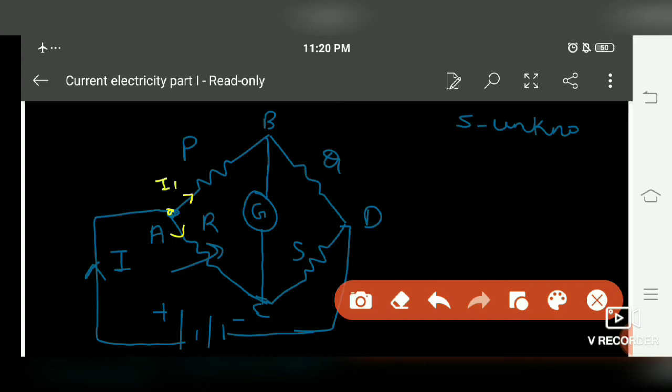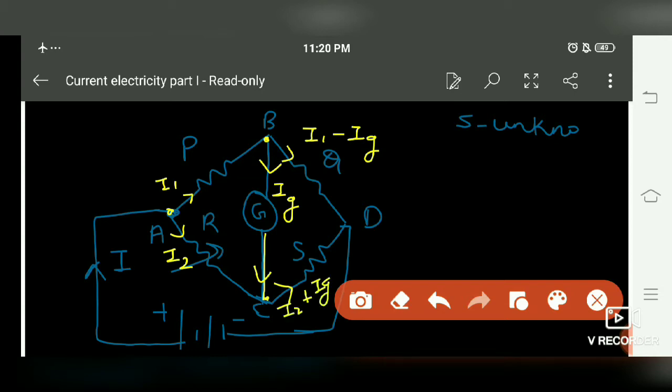This is I1, this is I2. When I1 reaches here, it gets split into two arms. The current in the galvanometer arm be say Ig, and let this be I1 minus Ig. And here Ig and I2 both connect to give I2 plus Ig. Then I1 minus Ig plus I2 plus Ig connects here to give I1 plus I2, where I1 plus I2 is again equal to I. So in this arm again we get a current I. This is the circuit diagram for the Wheatstone bridge.